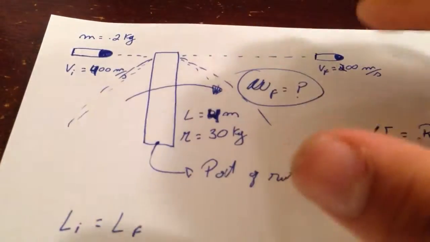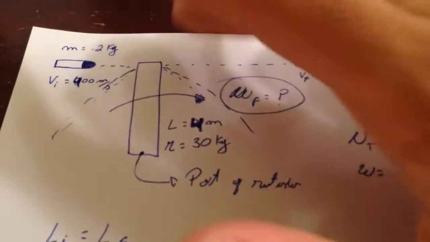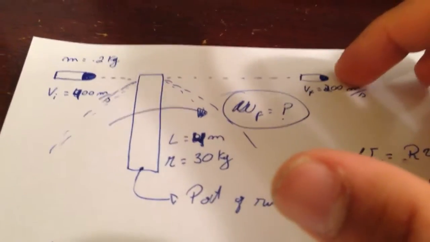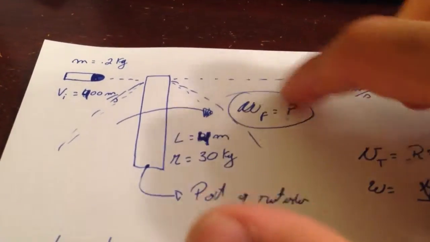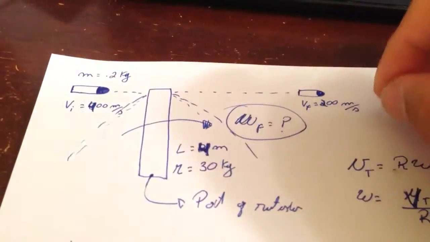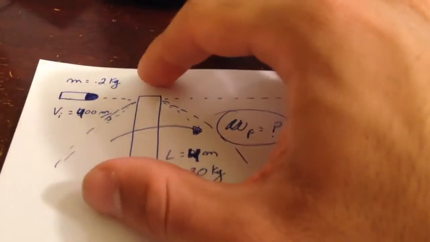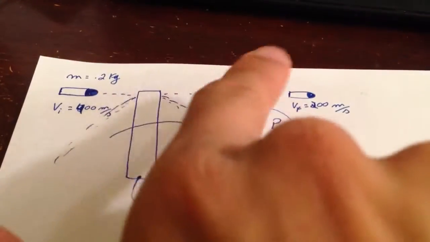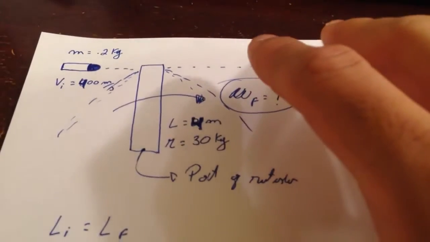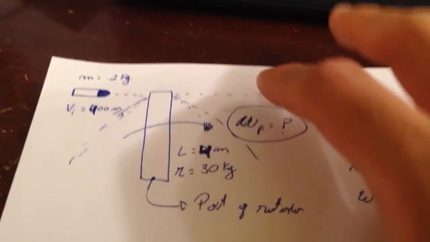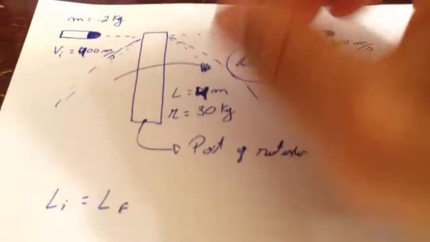And as we can see, the bullet went through the log, and it has a final velocity of 200 meters per second. This shows that the bullet transfers some of its energy to the log here, making it move. And the question is asking, what is the angular velocity of the log when the bullet went through it?